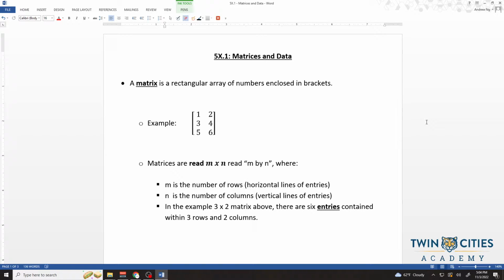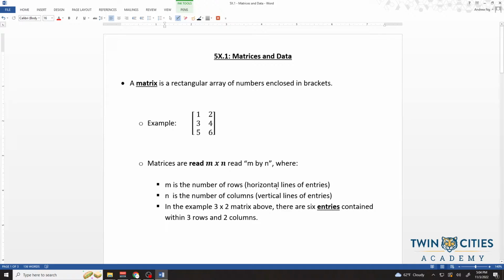Today we're going to learn a little bit about matrices. So let's start by defining what a matrix is. A matrix is a rectangular array of numbers enclosed in brackets. Here's an example. I've got these square brackets, and inside I've got the numbers 1, 2, 3, 4, 5, and 6. So I read this matrix as m by n, where m is the number of rows.